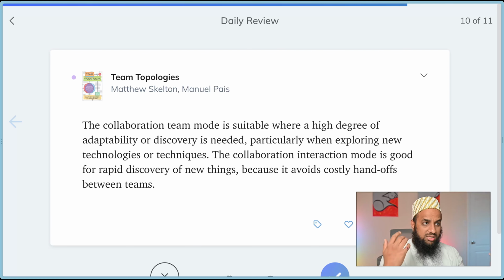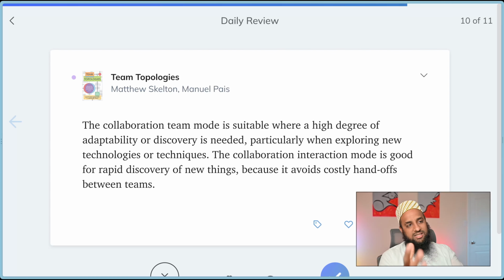And so this team mode, collaboration, works with certain team styles, I'm forgetting the name. The highlight gives the example that it's suitable where a high degree of adaptability or discovery is needed. So it contrasts with other team modes, like X as a service, for example. That's not collaboration. Platform teams, for example, provide some functionality as a service. Like, you have platforms as a service today. That's a classical definition of a platform team, providing services through this X as a service model.